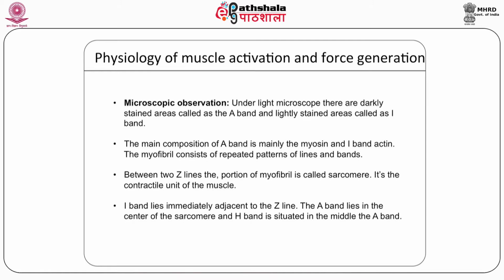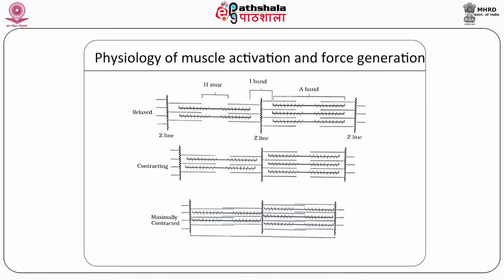Now, if we see a muscle under the microscope, we find that under the light microscope there are darkly stained areas called the A band and lightly stained areas called the I band. The main composition of the A band is myosin and of the I band is actin. The myofibril consists of repeated patterns of lines and bands. Between two Z lines, the portion of the myofibril is called the sarcomere. It is the contractile unit of the muscle.